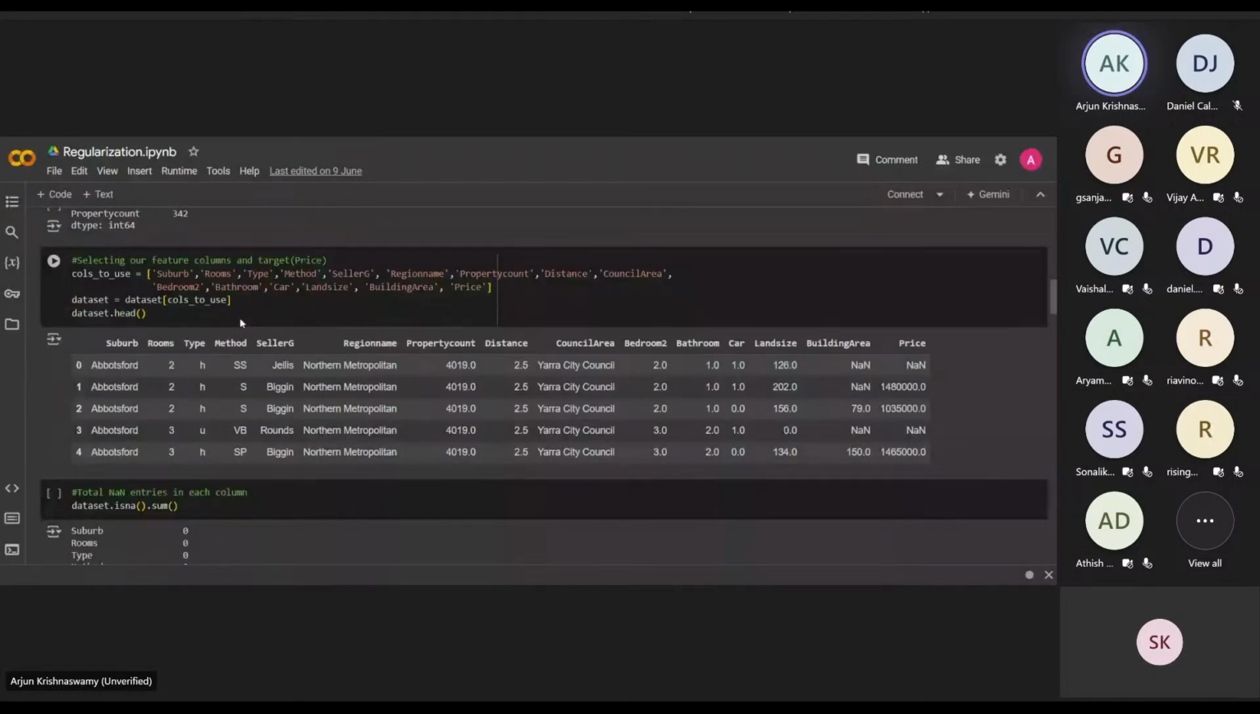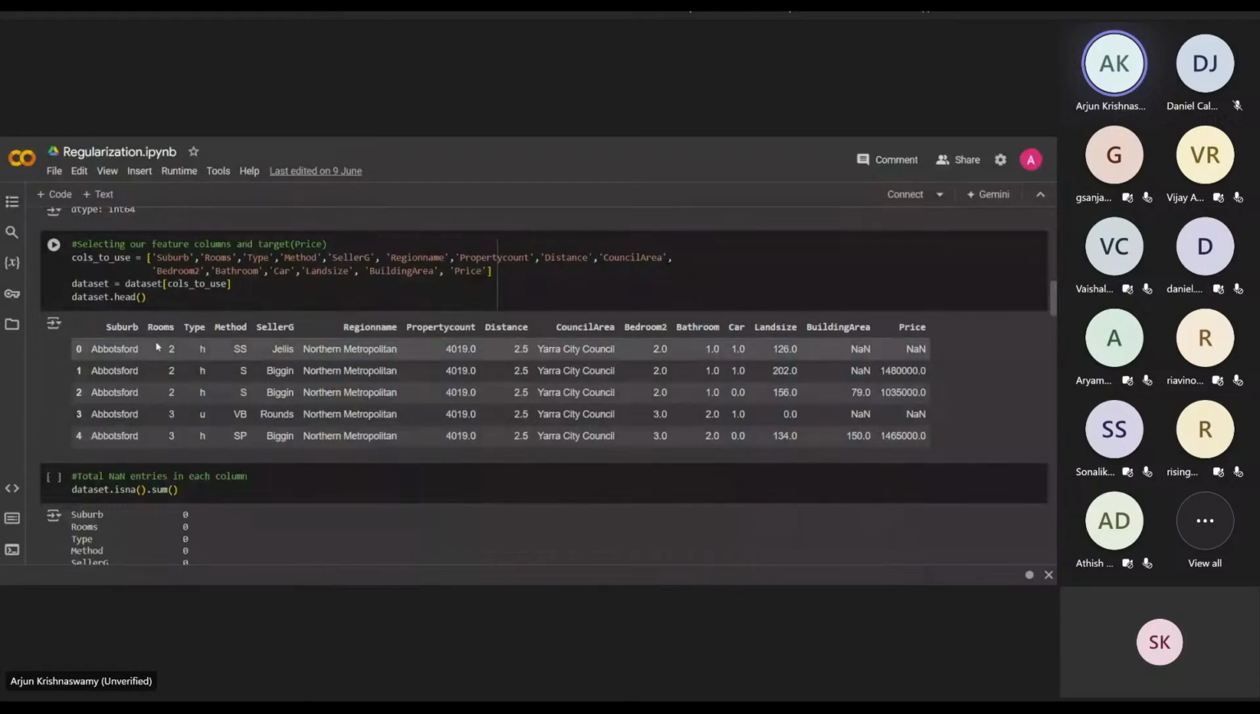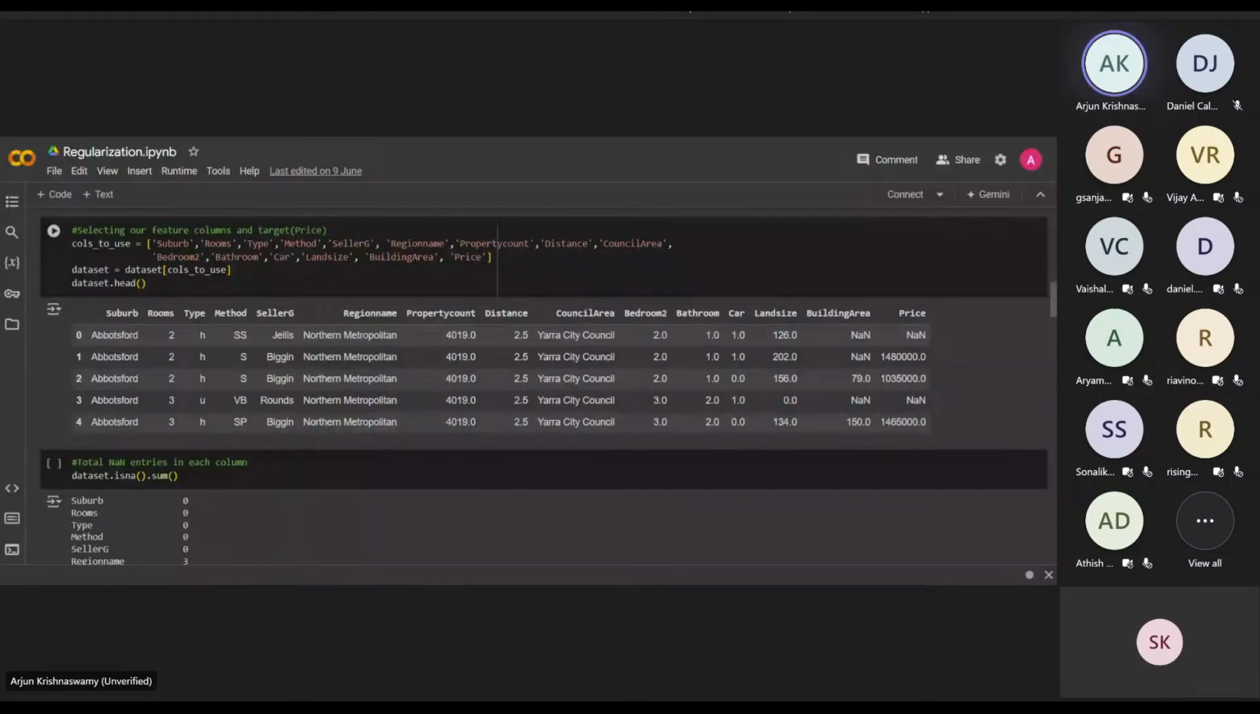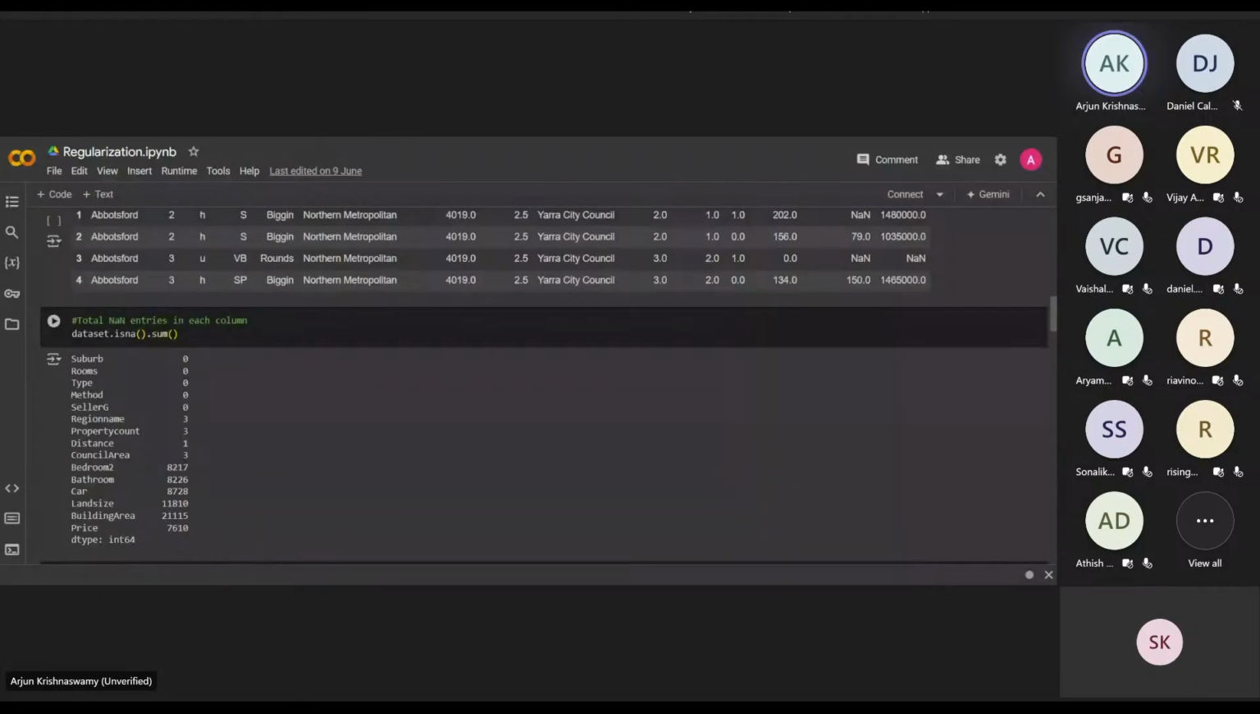So these are the columns we choose, and then we again modify the data set, choosing only the required columns, and then again print it out. These are the selected features. This is the very first step in pre-processing. Now you find out how many entries are missing in our data set per column.